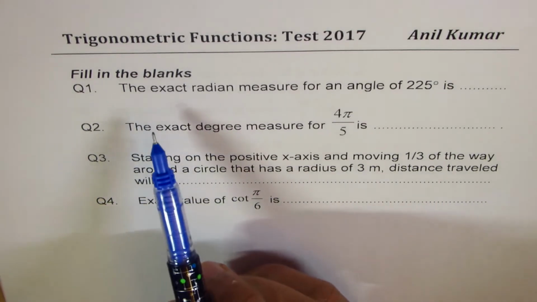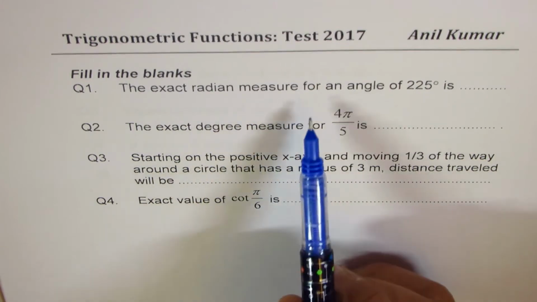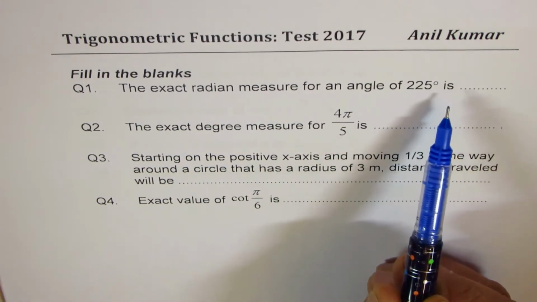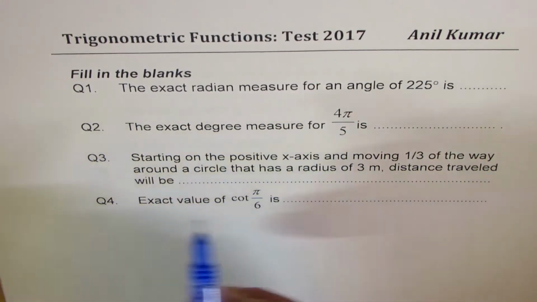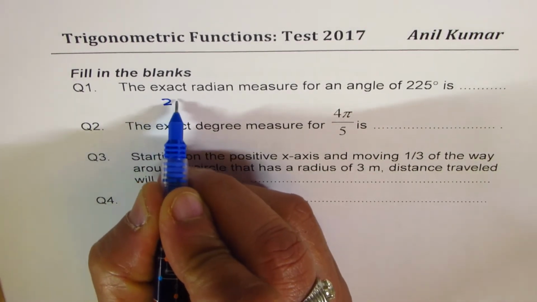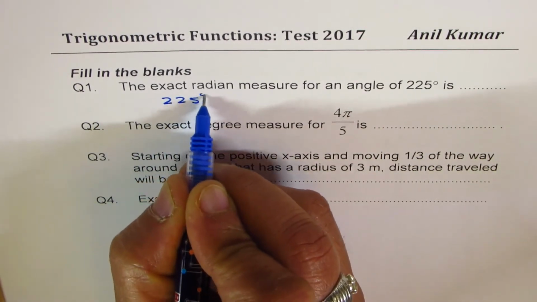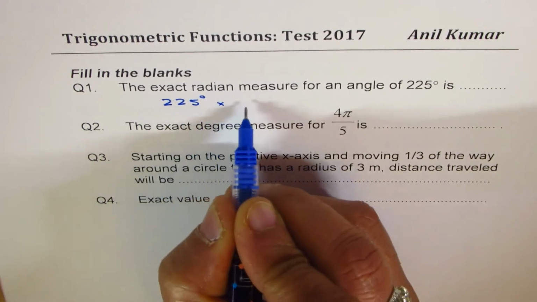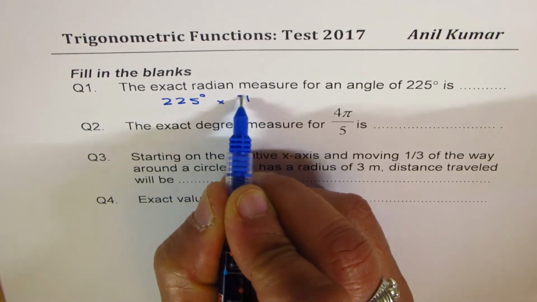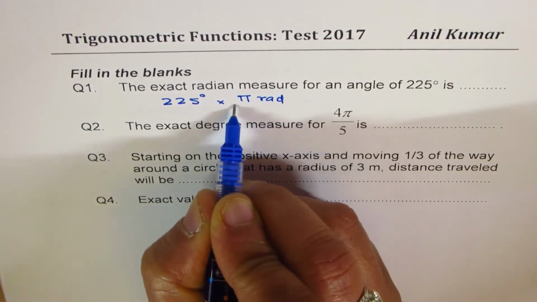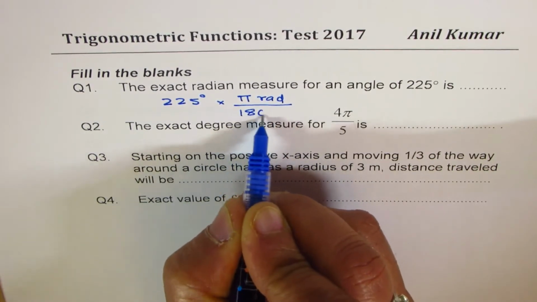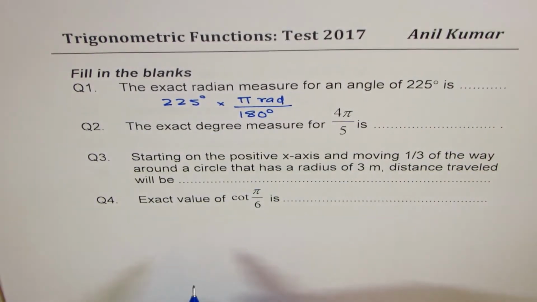Question number 1. The exact radian measure for an angle of 225 degrees is. Now to convert angles from degrees to radians, what should you do? So we have 225 degrees. We want radians. So radian is pi radians divided by 180 degrees, right? So that gives you the answer.